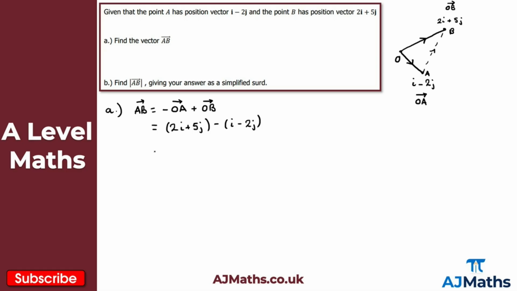Like so. Well, in this case then, 2i minus i. That would simply give me i there. And then 5j minus 2j. Just be very careful with the signs here. If I've got 5j and I subtract minus 2j, that would give me plus 7j. It's positive in this case. Okay, so plus 7j there. Okay, so that's the vector AB there. That's the first part done. Hopefully nice and straightforward there.